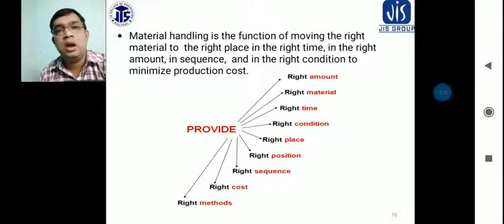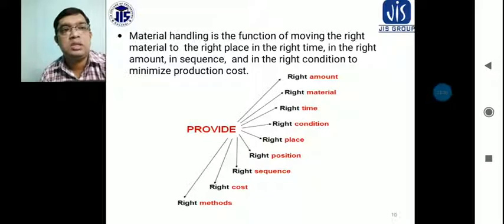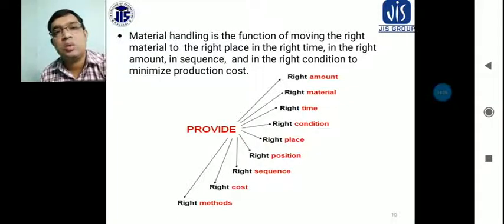Suppose you have to transfer materials under cooling conditions, but you give them heated conditions, then difficulties arise, and those people who use these materials cannot handle them in the proper way, so dangerous situations are created with this type of materials. For this, the right time, right condition, right sequence, right place, and right amounts are all mandatory for the function of materials handling. And another thing: the right amounts, right materials, right times, right condition, right place, right positions, right sequence, right cost, and also the right method.